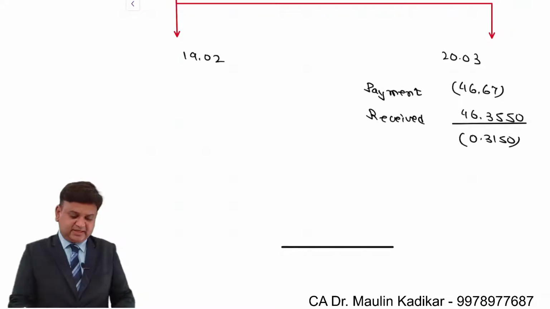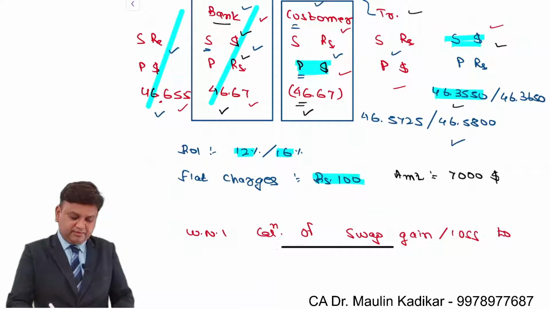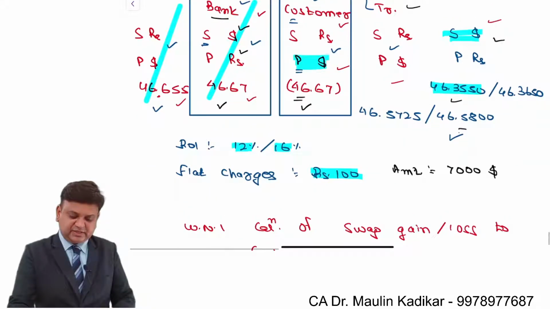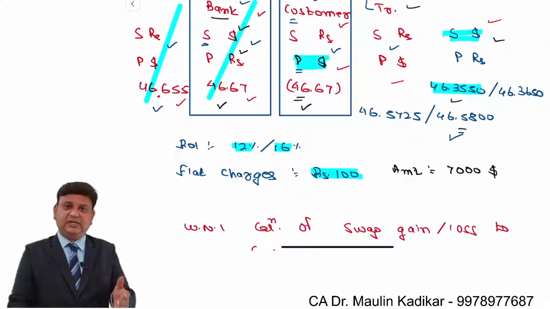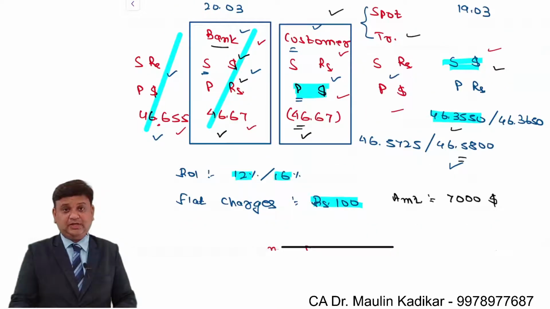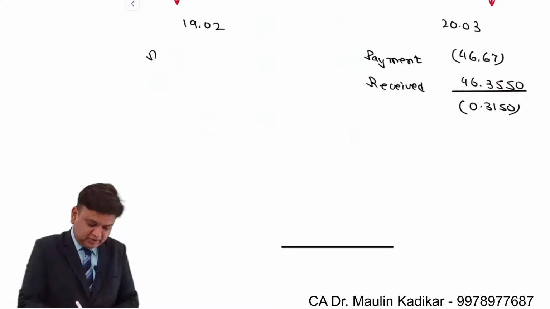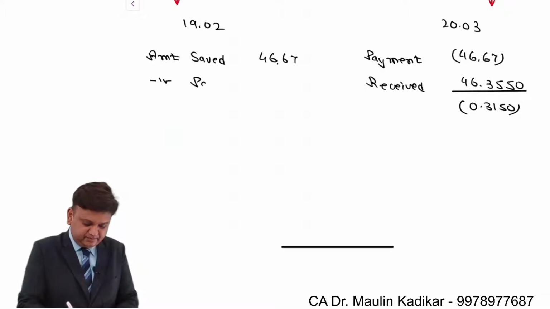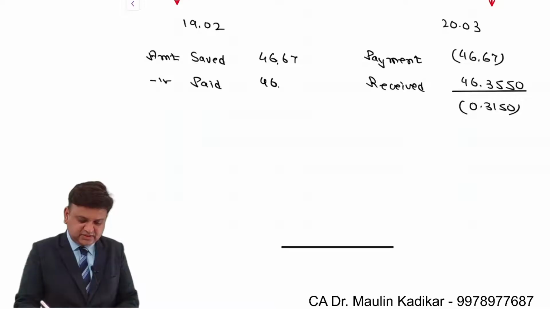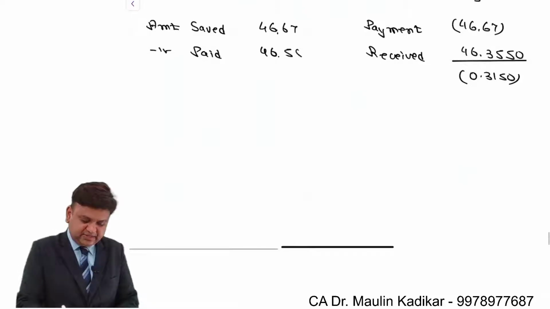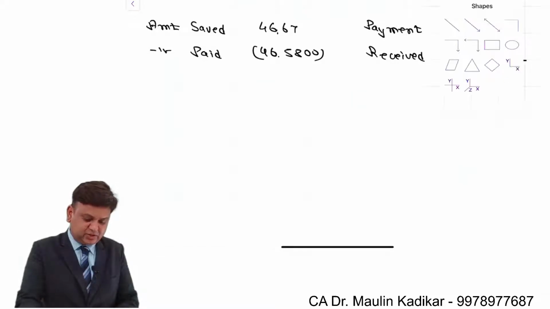February 19th, that is the date on which you purchase the dollar at the spot exchange rate of 46.158. So this is the rate at which you purchase the dollar. Fortunately, it is cheaper than 46.67. So the amount saved is 46.67 and the amount paid is 46.58, because that is the rate at which you are required to pay, that is, to purchase the dollar.